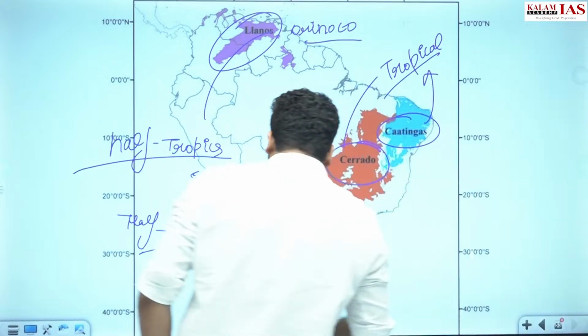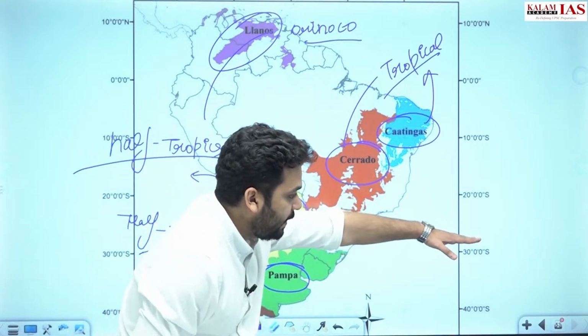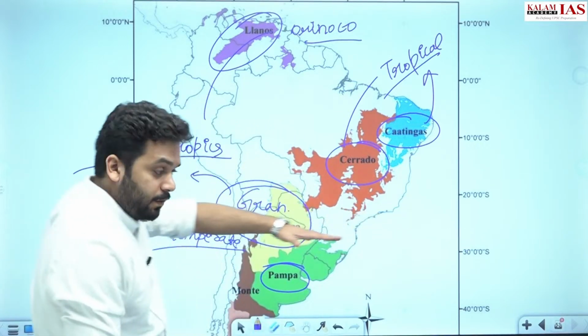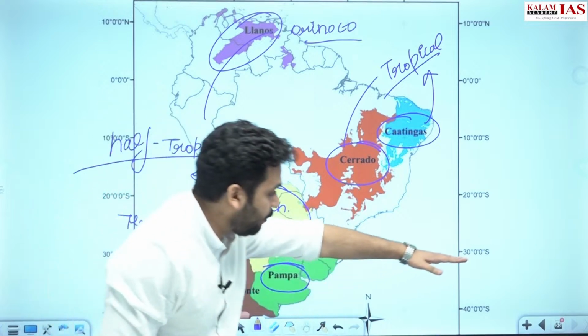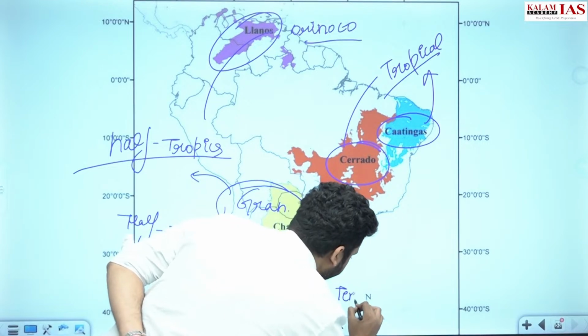Then we have the Pampas of Argentina. Look at this, 23.5 degree Tropic of Capricorn, below it, that means temperate region, and below 30 degrees as well. So the Pampas are temperate grasslands.